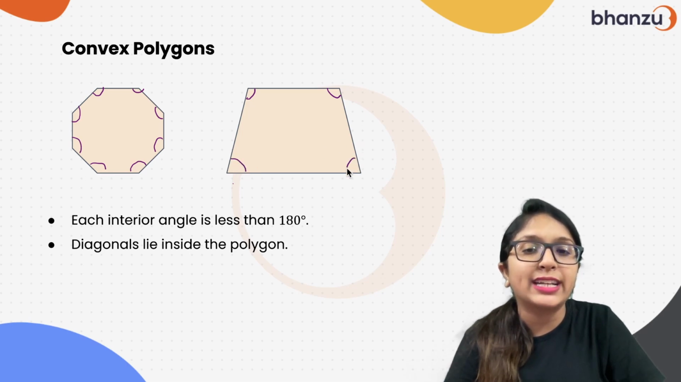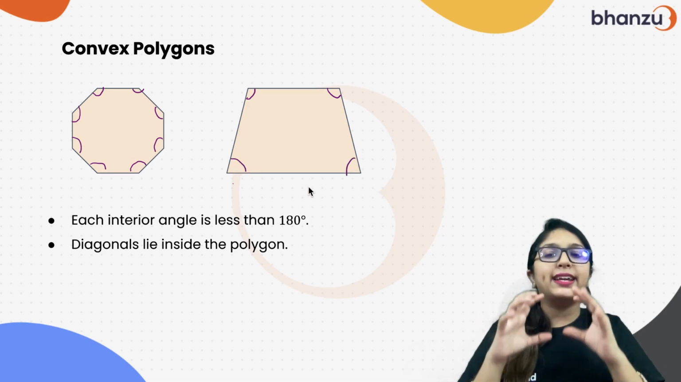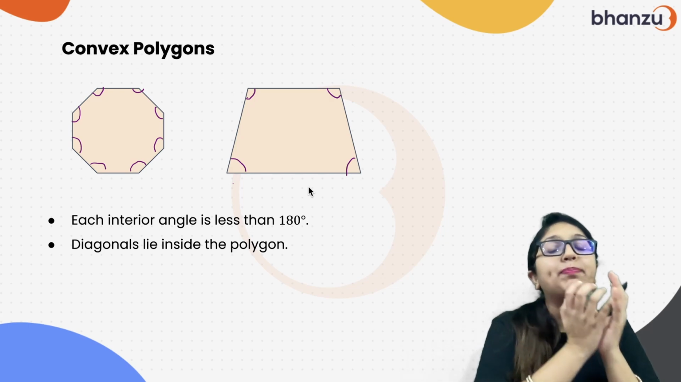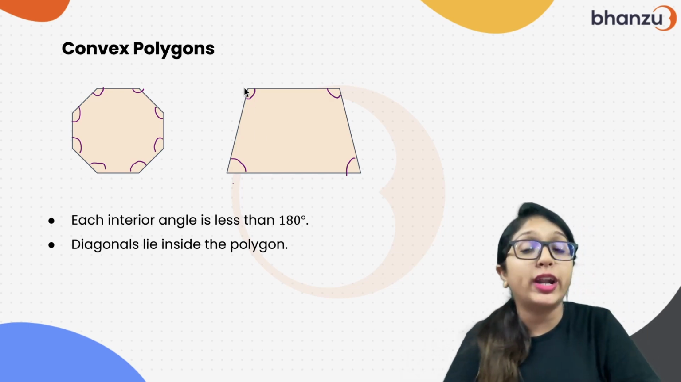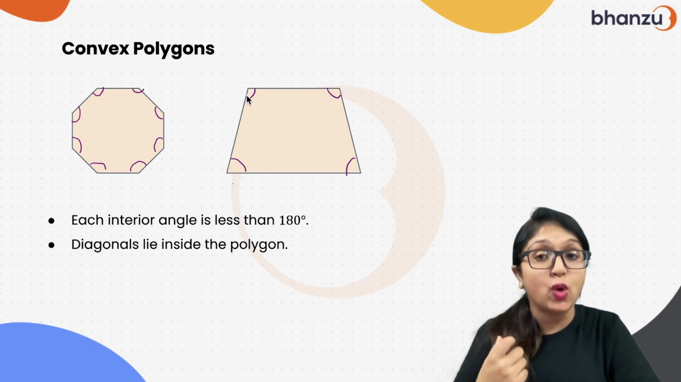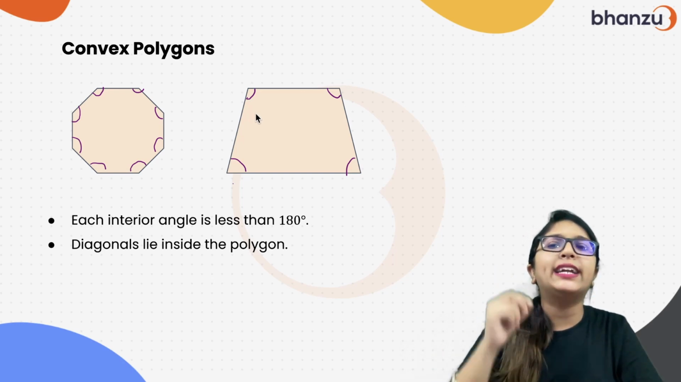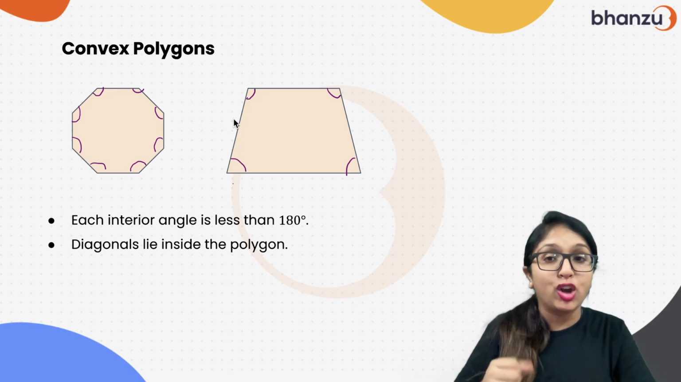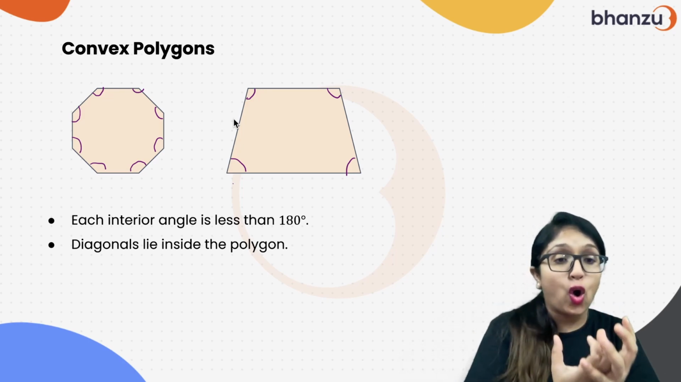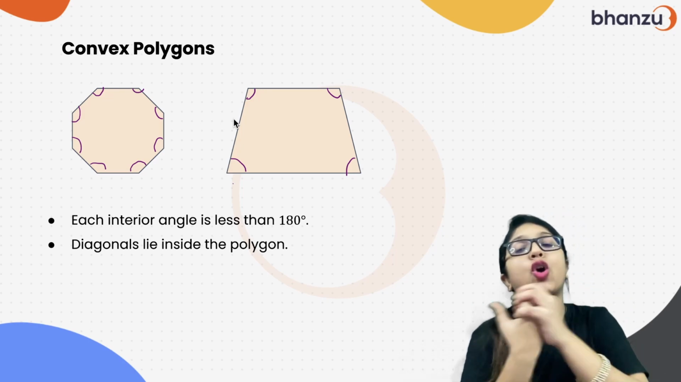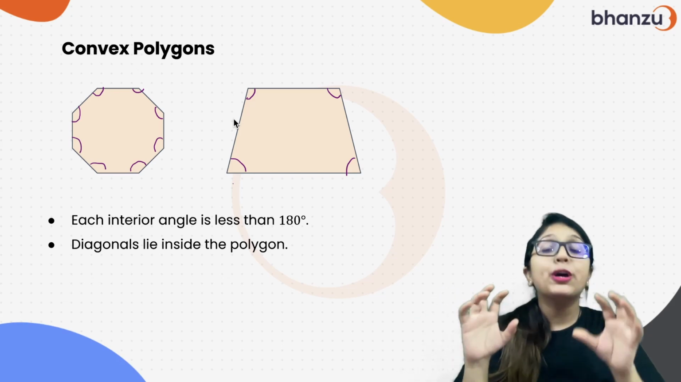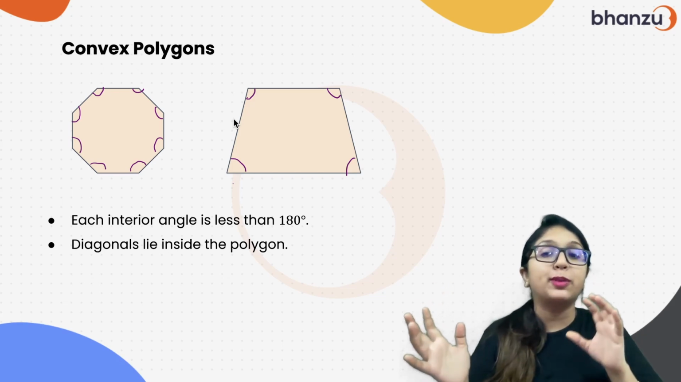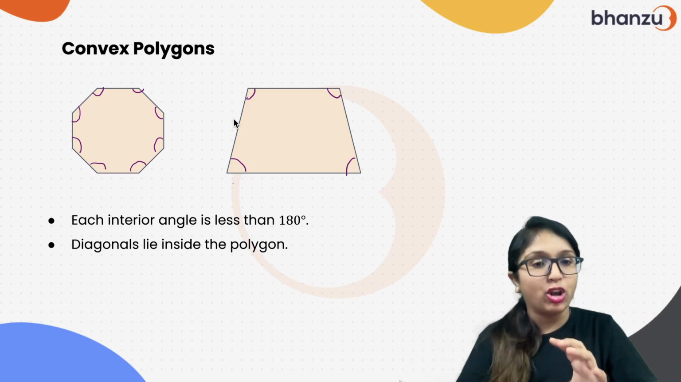And then after that it says all the diagonals lie inside the polygon only. Now if you join the vertices over here, you will not find any diagonal which is coming outside the polygon. So this is what differentiates it from a concave polygon. I hope you understood the difference between the concave and convex polygon.